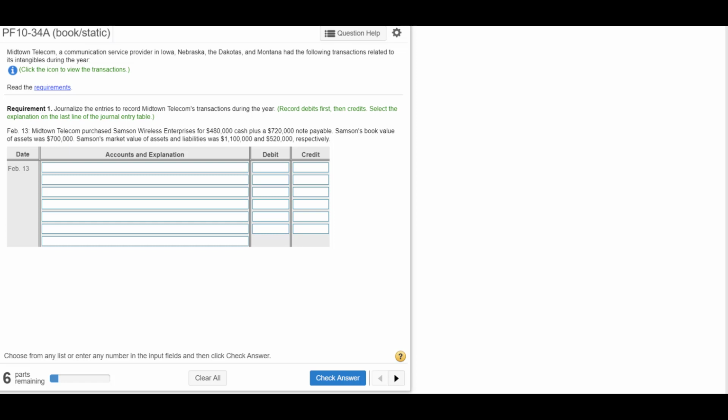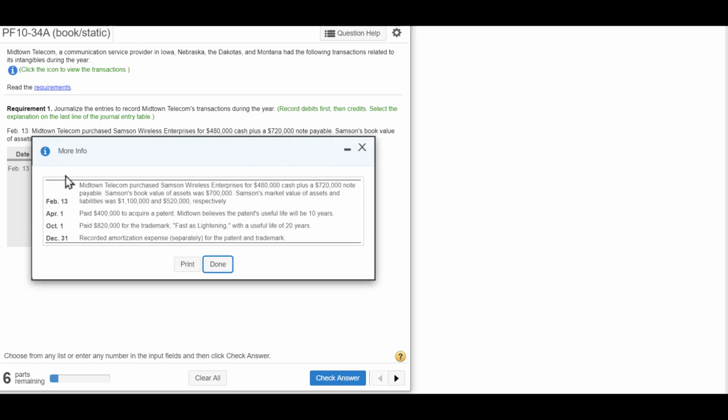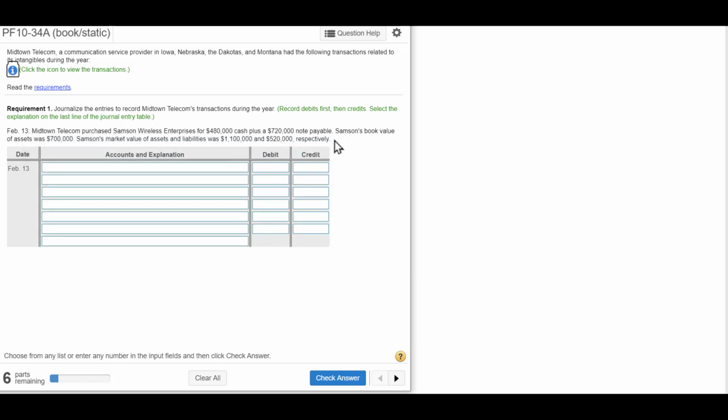Problem 10-34. We're going to be working with goodwill, patents, and trademarks. Midtown Telecom, a communication provider, had the following transactions dealing with intangible assets. We're going to have 4 transactions that we're going to have to record. But we don't need this window because the transaction information is also down here.